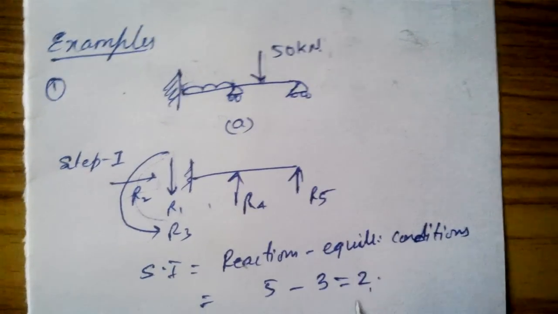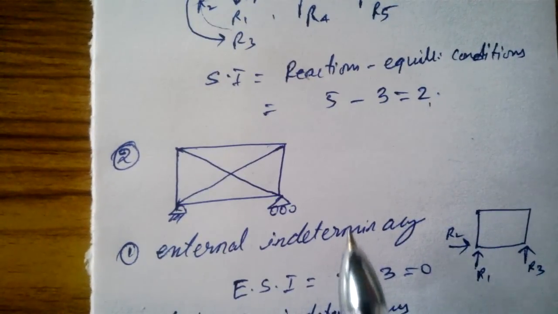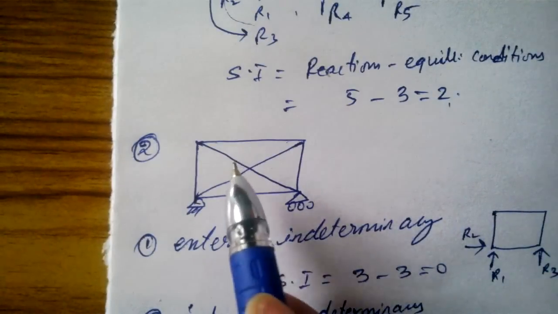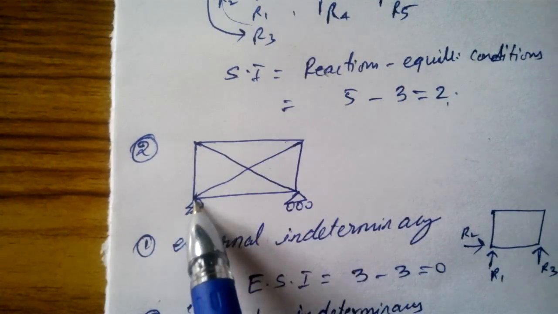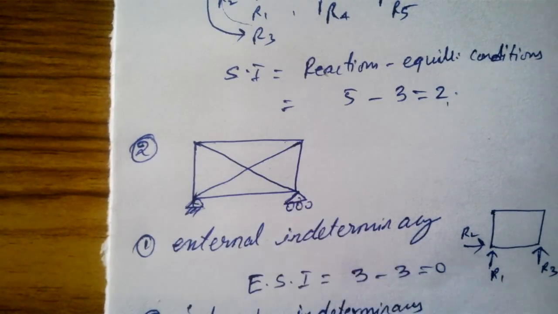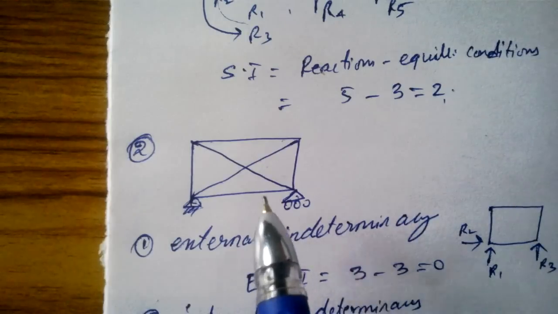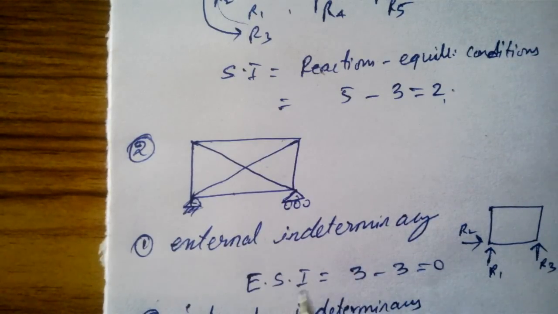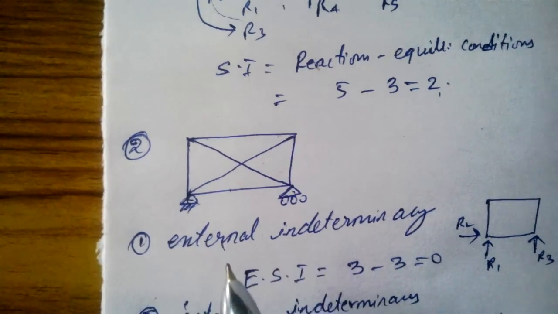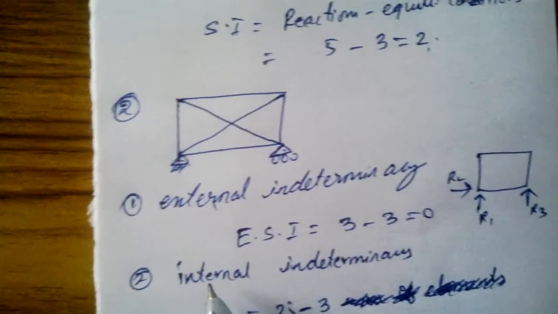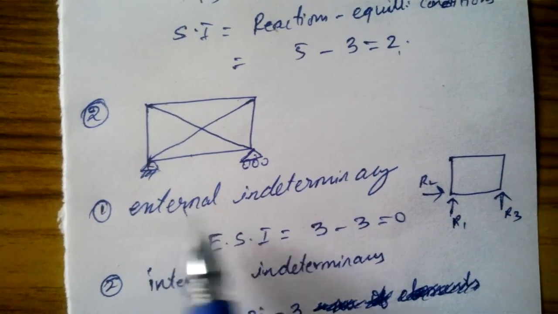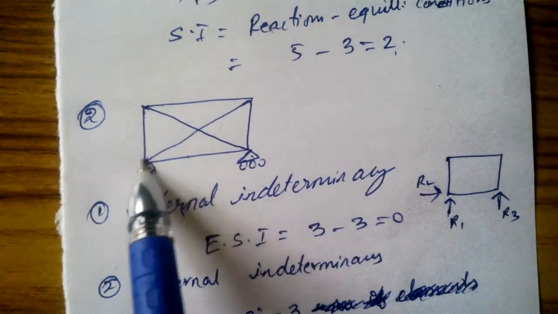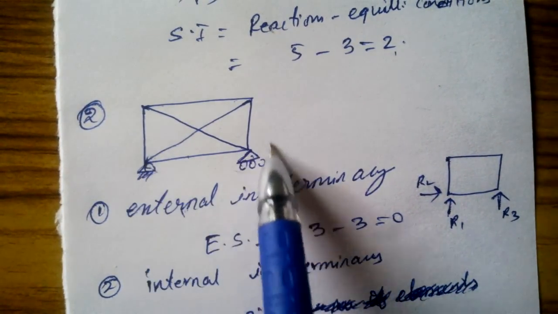Now we'll go for the second, the truss. We have to find the static indeterminacy of the truss. This is a simple truss. This is the pin support, and this is a roller. In finding the static indeterminacy of a truss, we have to find two indeterminacies: one is external indeterminacy, and the other is internal indeterminacy. External indeterminacy corresponds to the external reactions.